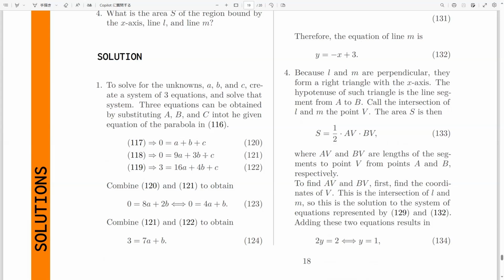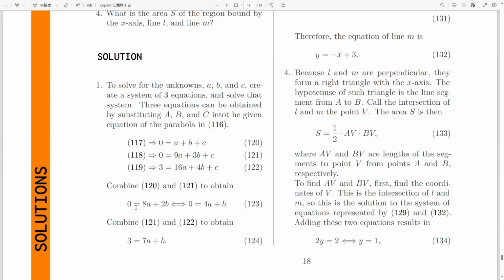Now you notice that we have c here, and c here, so it's very easy to eliminate the c's from these equations. So first we subtract this equation minus this equation. You get 0 minus 0, you still get 0 here. We get 9a minus a, you get 8a. 3b minus b, you get 2b. c minus c is just 0, so you get rid of c. Now you have this equation.